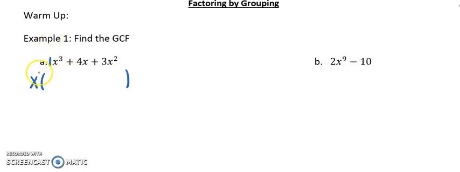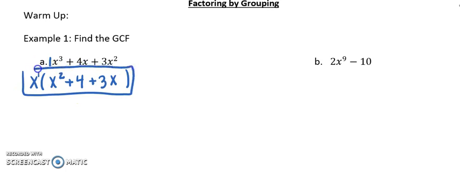So x cubed divided by x to the first, you would subtract exponents: x squared. Bring down the plus 4. X divided by x would cancel out. Goodbye. Bring down the plus 3, and x squared divided by x, you would subtract exponents, and we have x to the first right there.